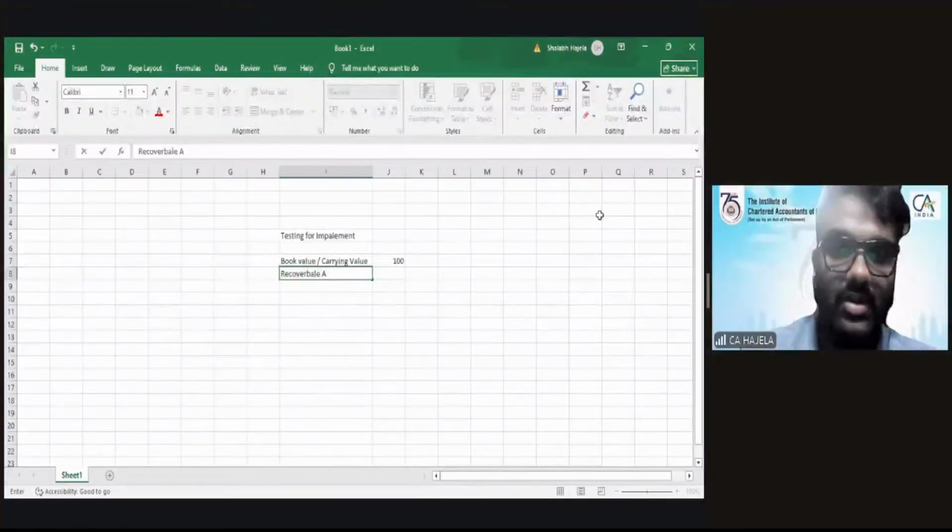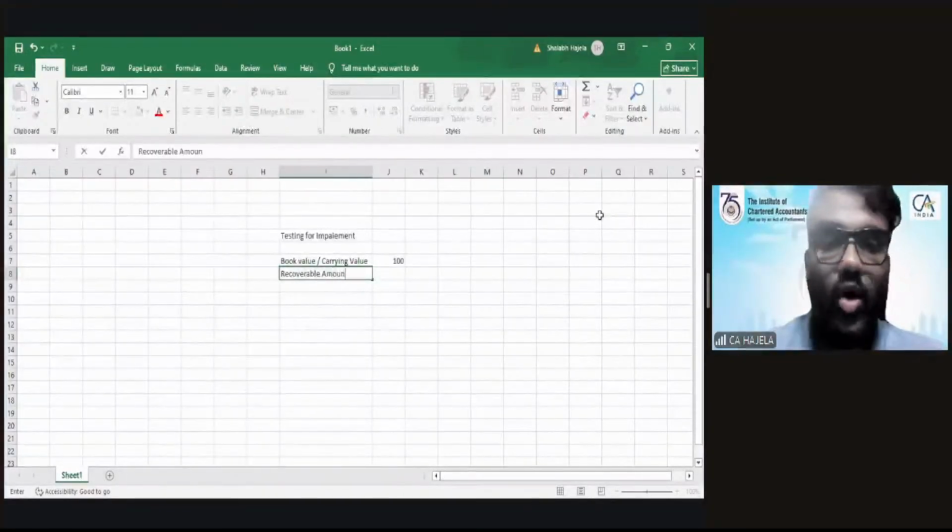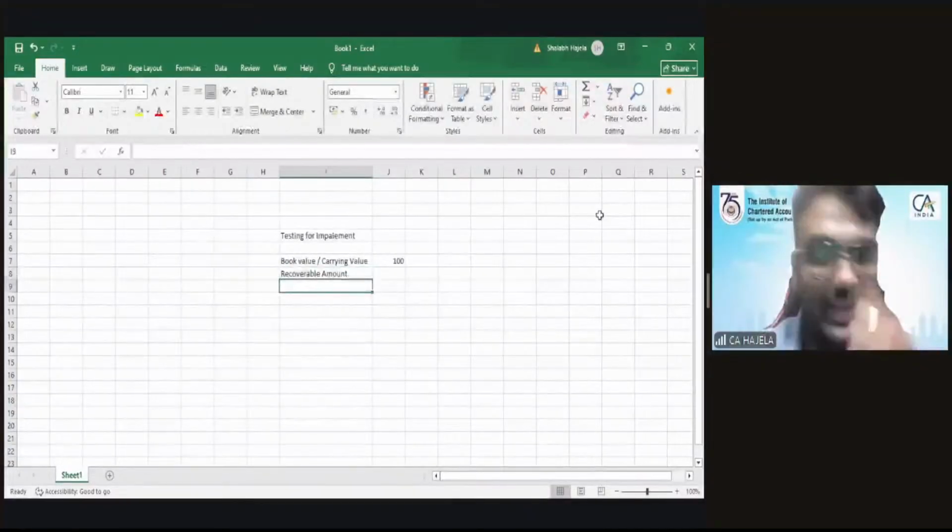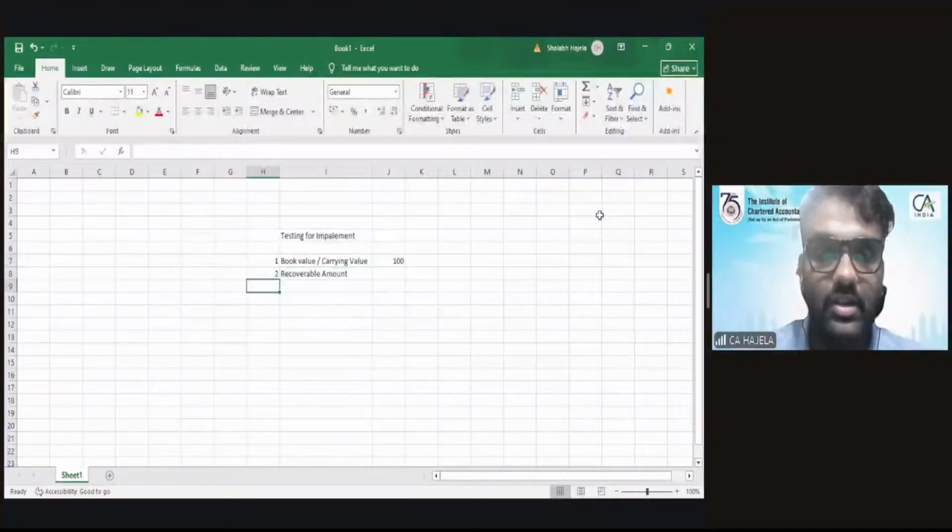फिर रिकवरेबल अमाउंट का मतलब क्या होता है? रिकवरे स्पेलिंग थोड़ी सी गलत हो रही है, प्लीज बेयर विद दैट. हाँ, रिकवरेबल अमाउंट. What can I recover out of this asset? 1, 2, 2a, or maybe let me write just a here. What is a? A means 2 का सब एलिमेंट.